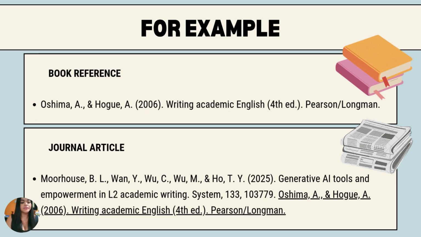And the other example that we have is a journal article. In this case, we include the authors, year, article title in sentence case, journal name in italics, volume number, article number, and date. This structure allows readers to locate the original source easily.